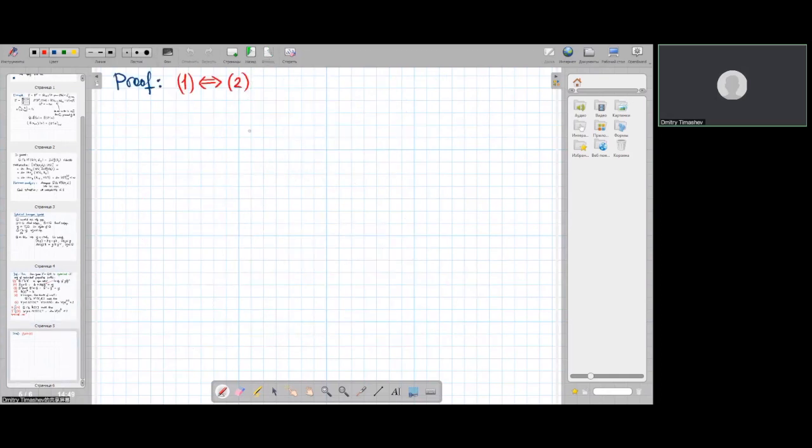This is not hard to explain. So indeed, what do we have? Suppose that the first condition holds. So suppose that the B orbit of some point y in big Y is open.